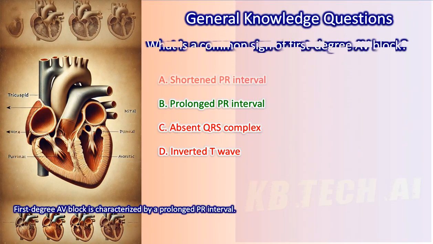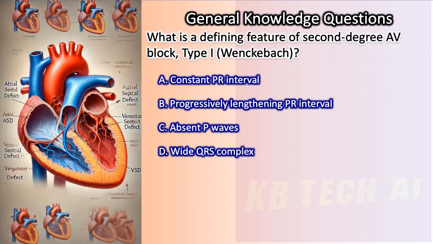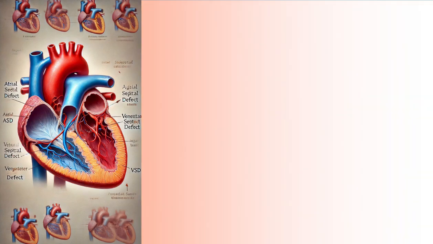The answer is option 2, prolonged PR interval, which is a defining feature of second-degree AV block, Type 1, Wenckebach. Option 1, constant PR interval. Option 2, progressively lengthening PR interval. Option 3, absent P waves. Option 4, wide QRS complex.